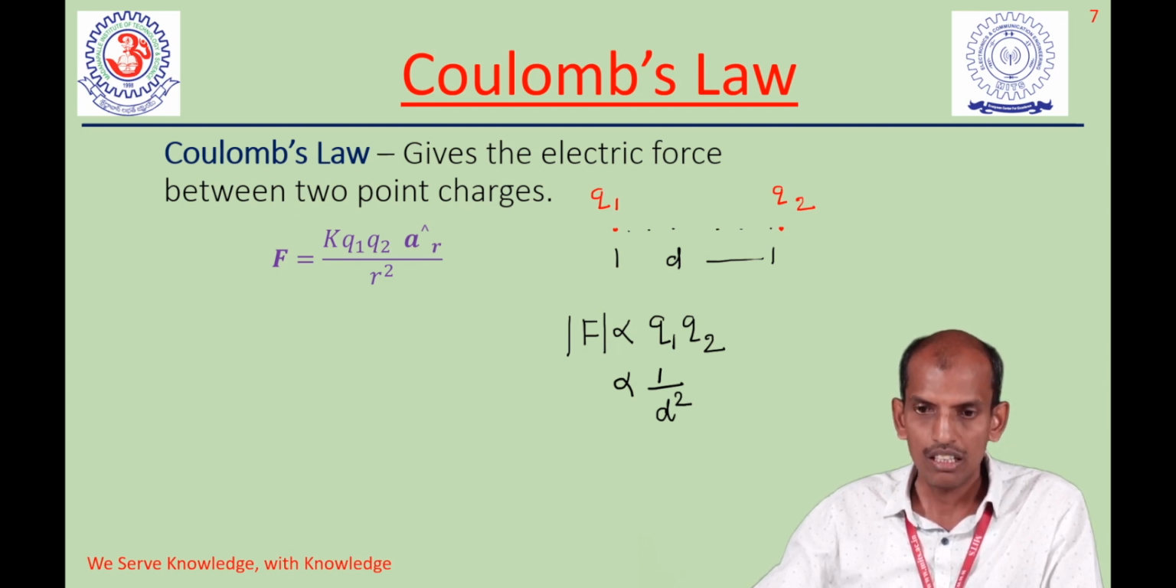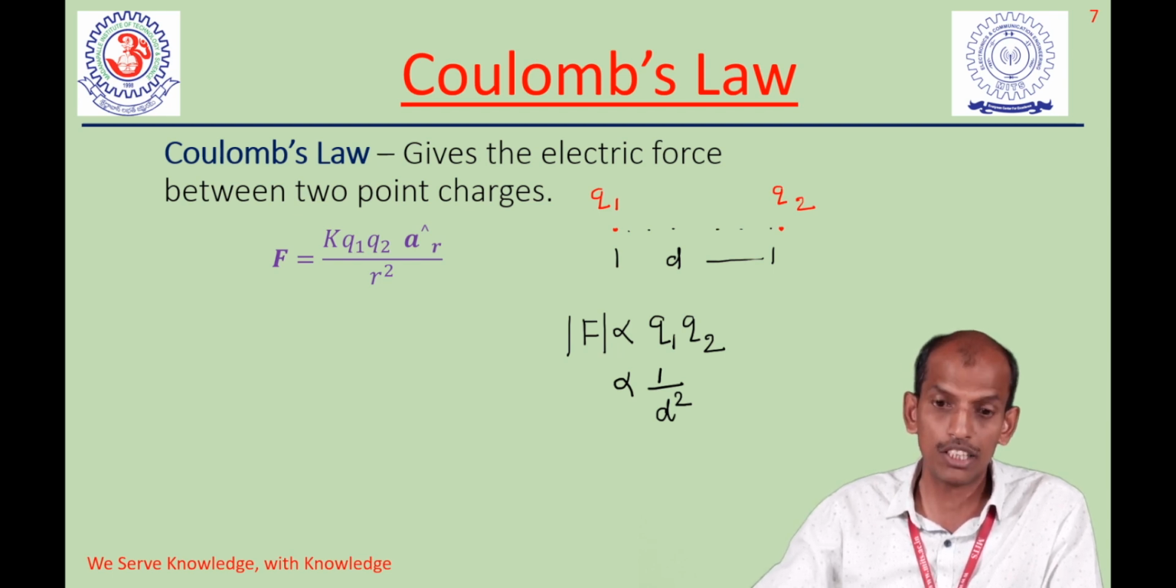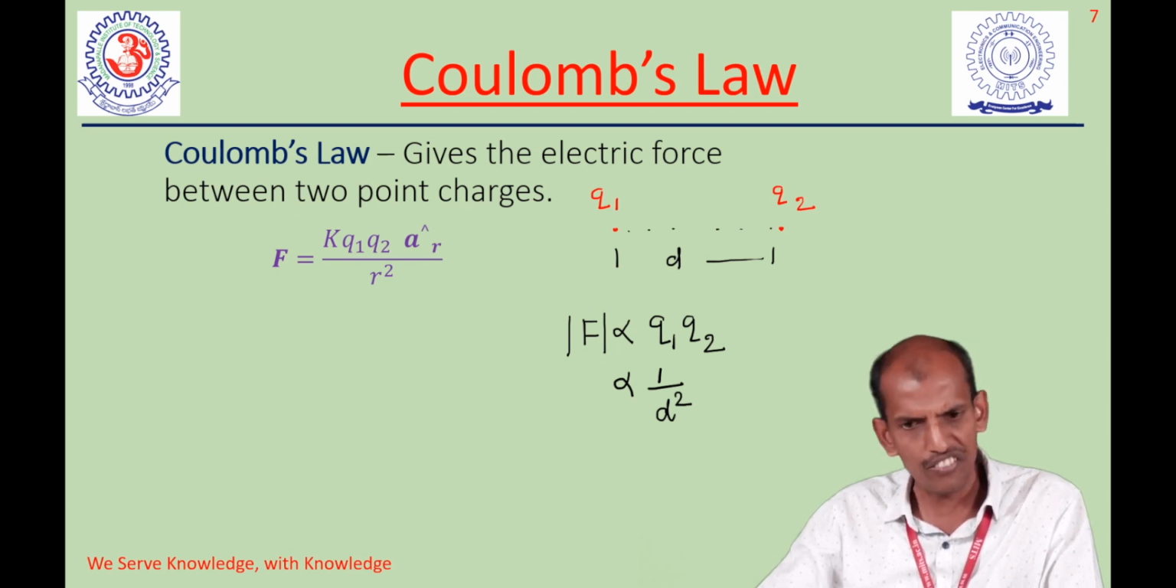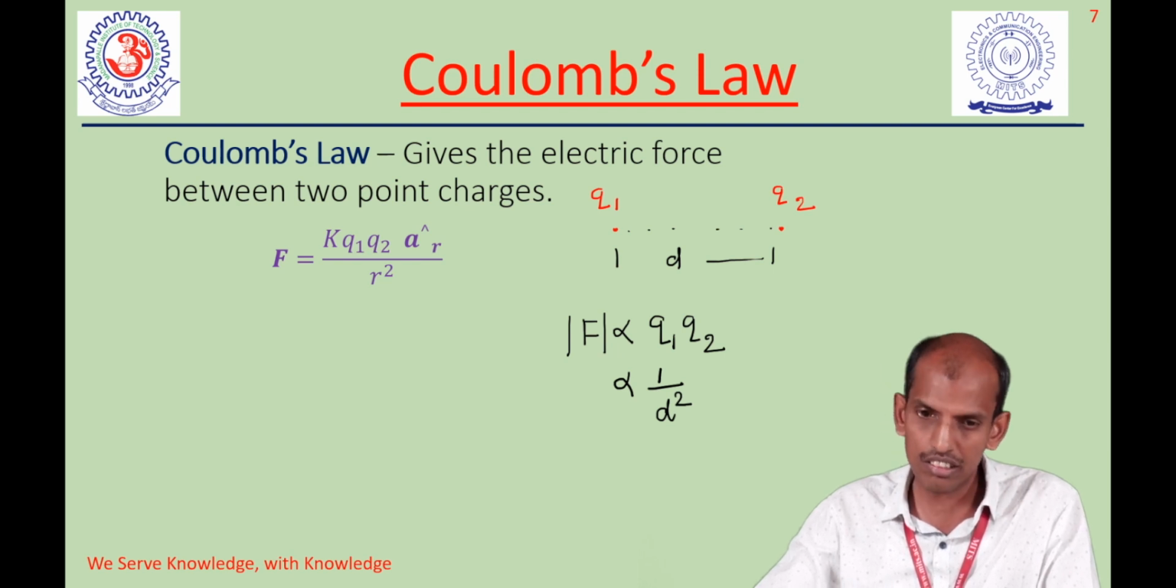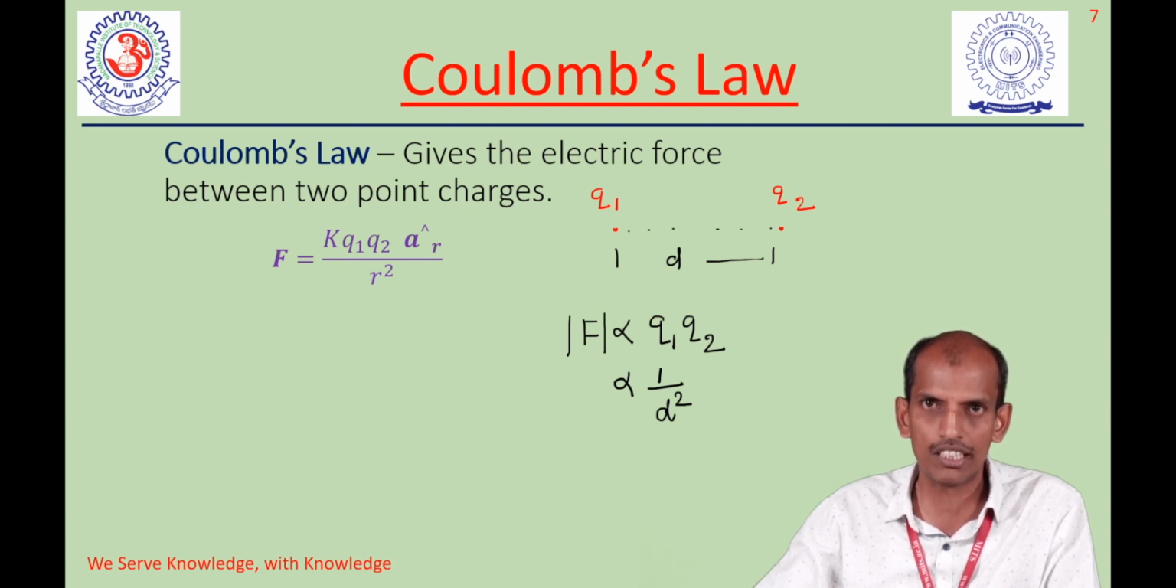So if I rewrite it, I will have to put a proportionality constant K to remove this proportionality sign. So it becomes F equals K Q1 Q2 by R square, if R is the distance. If d is the distance, it is d square. That's not a problem. And then force is actually a vector quantity. If you see very carefully, force is a vector quantity.